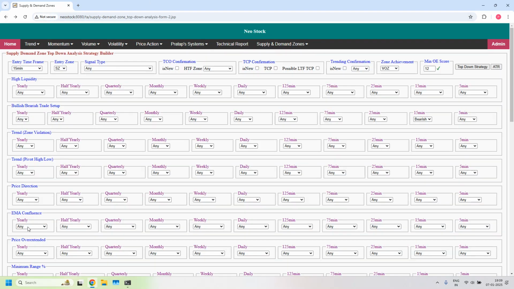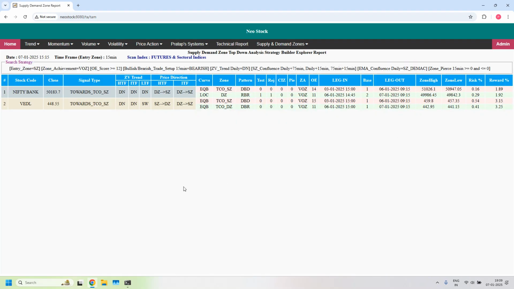Let's verify. In the EMA confluence at a daily time frame, because 15 minutes entry time frame zone together with 75 minute zone is part of this daily zone. That's why we are looking for daily supply zone with daily EMA confluence. And the trend on daily time frame is a downtrend, because it is a bearish trade setup. Let's filter. HTF trend is down. 2 stocks are filtered, Nifty Bank and VEDL. Both are even more high probability trade setup supply zones. So this is about bearish trade setup for daily income trade.